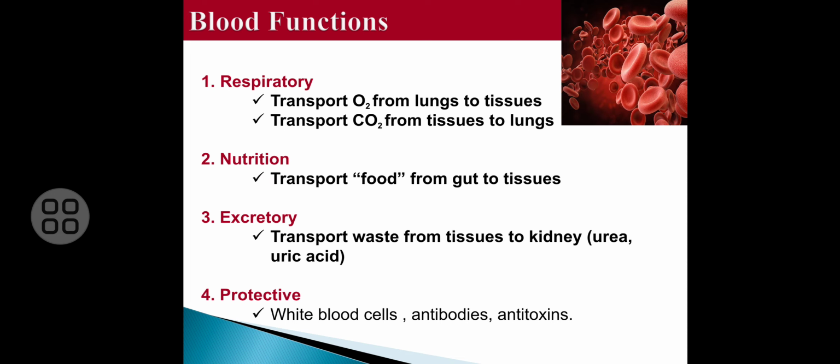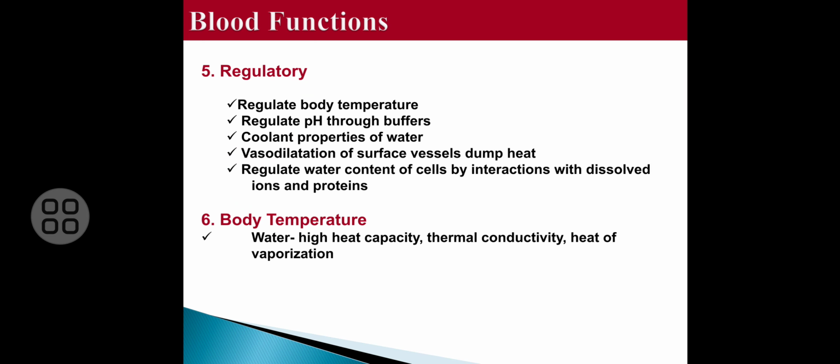In the respiratory function, it transports oxygen from lungs to tissues and carbon dioxide from tissues to lungs. In the nutritive function, it transports nutrition from the gut to tissues. In the excretory function, it transports waste like urea and uric acid from the tissues to the kidney. In the protective function, the blood has white blood cells, antibodies and antitoxin. It protects the body against foreign particles and pathogens.